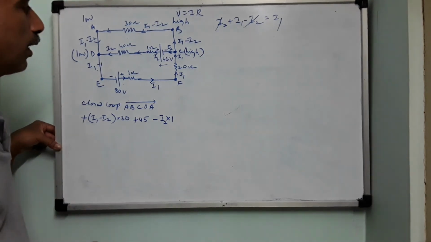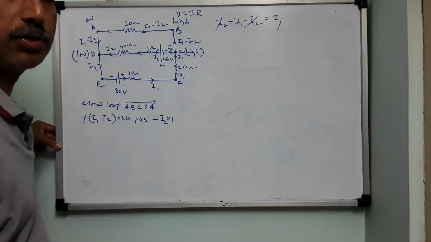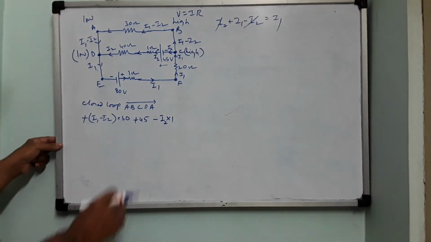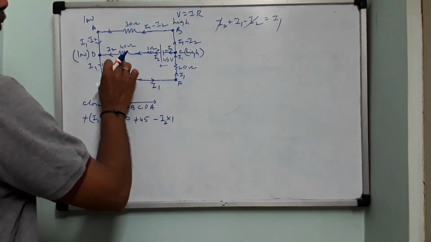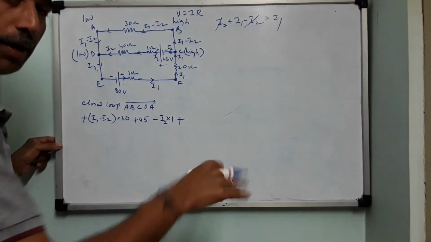So this is what we stated. If you are traveling in the same direction of the current, the potential difference across the resistor will be what? Negative. Fine. Now after that you are coming across 40. Okay. So plus, I will begin with plus. I do not know. I will apply later.